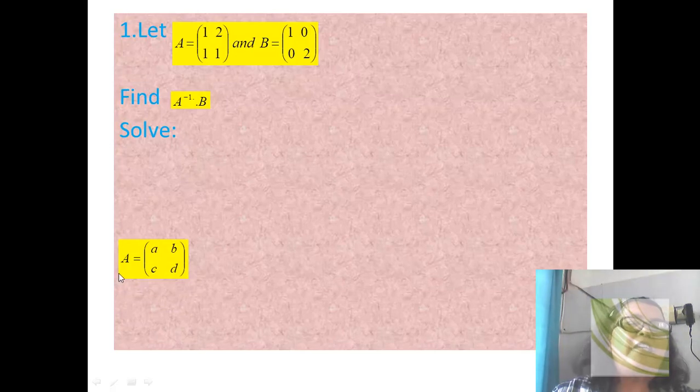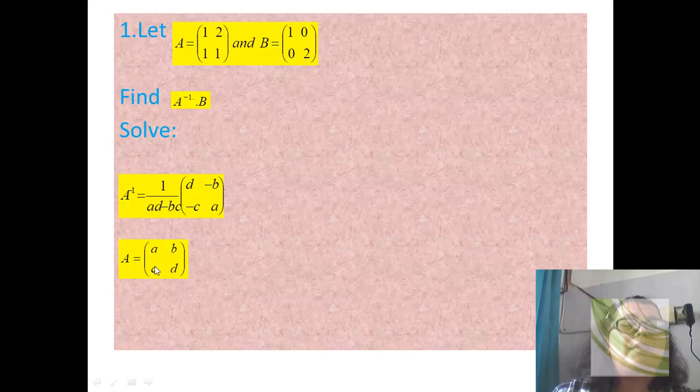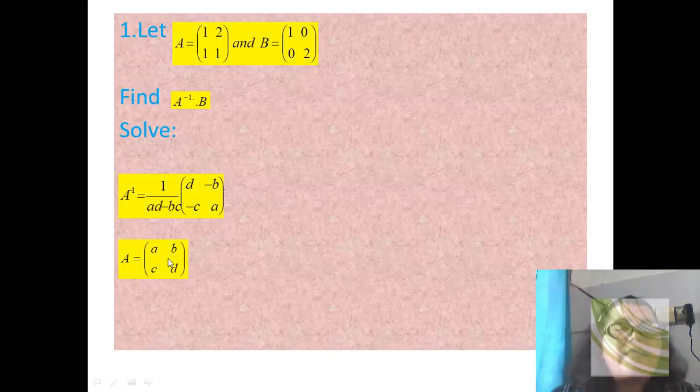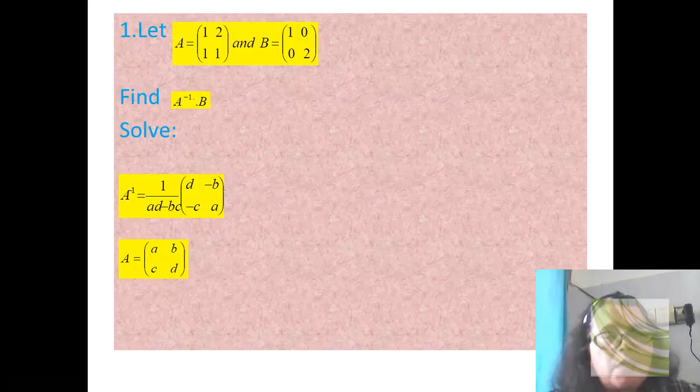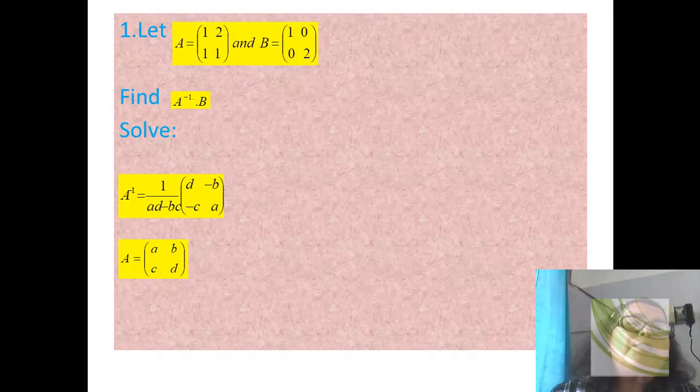If the matrix A equals the matrix with entries a, b, c, d, the formula for A inverse is 1 divided by (a times d minus b times c), multiplied by the matrix where a and d change places, and b and c stay in place but the positive becomes negative. So this is minus b, minus c.